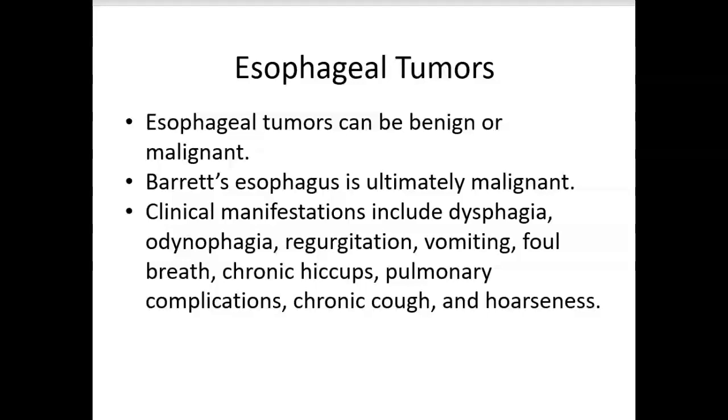This recording will go over esophageal tumors. Although esophageal tumors can be benign, most are malignant and the majority arise from the epithelium. Esophageal tumors grow rapidly because there is no serosal layer to limit their extension. Because the esophageal mucosa is richly supplied with lymph tissue, there is early spread of tumors to the lymph nodes.